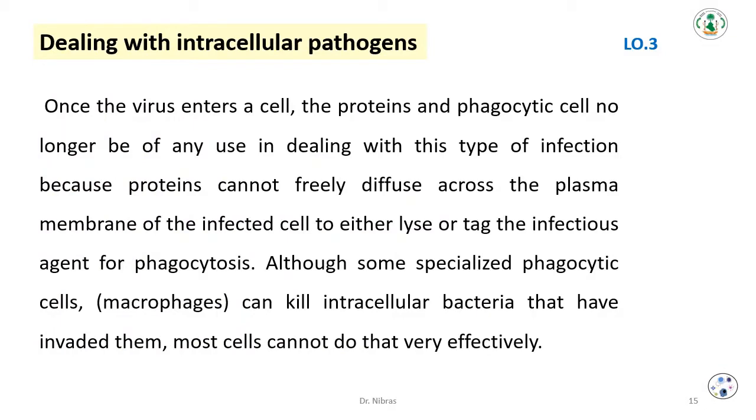Dealing with intracellular pathogens. When the pathogen is inside the cell, once a virus enters the cell, the proteins and phagocytic cells are no longer of any use in dealing with this type of infection because proteins cannot freely diffuse across the plasma membrane of the infected cell to either lyse or tag the infectious agent for phagocytosis. Although some specialized phagocytic cells, macrophages, can kill intracellular bacteria that have invaded them, most cells cannot do that very effectively. So how does the immune system deal with viruses in that case?